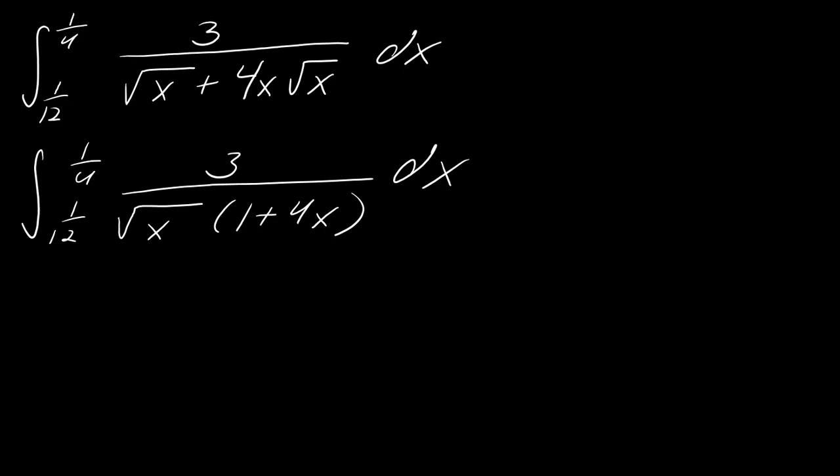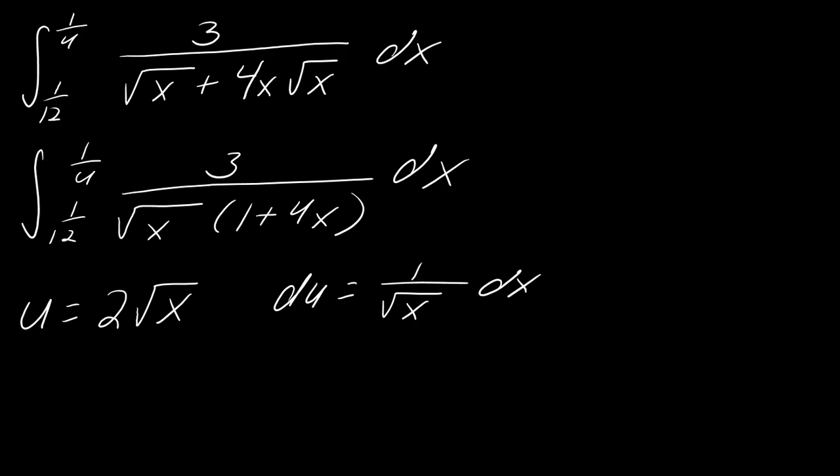Okay, so if you tried anything, that's great. I think this is kind of a tricky one. The best guess for this one is going to be to use u equals 2 square root of x. And so then my du, of course, will be 1 over the square root of x dx.